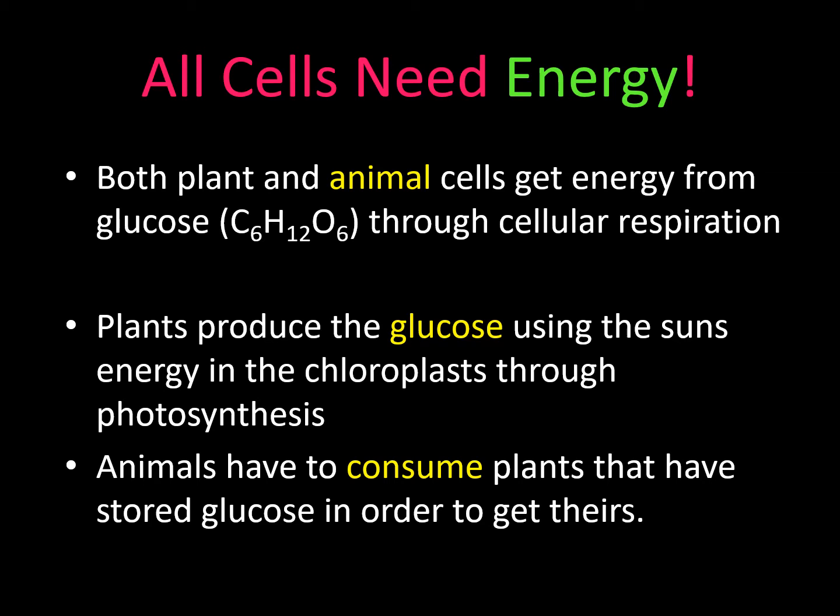They are going to make glucose, while animal cells are going to consume their glucose, which is why we have producers known as plants and consumers who contain animal cells. So plants produce the glucose using the sun's energy in the chloroplasts, and animals, of course, have to consume. We know that. A little bit of review.